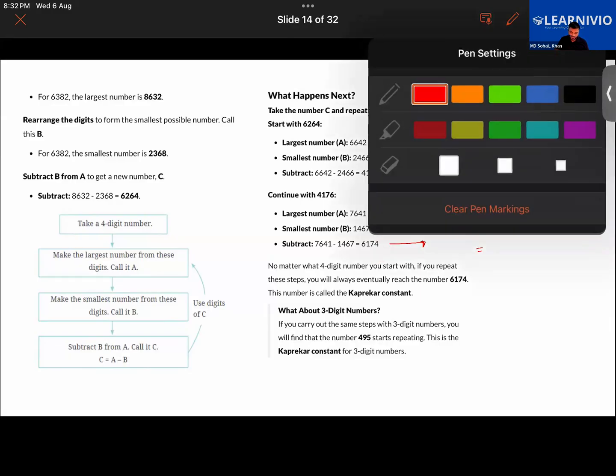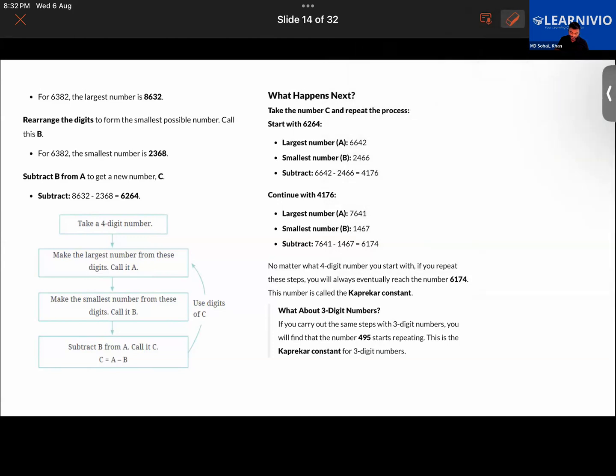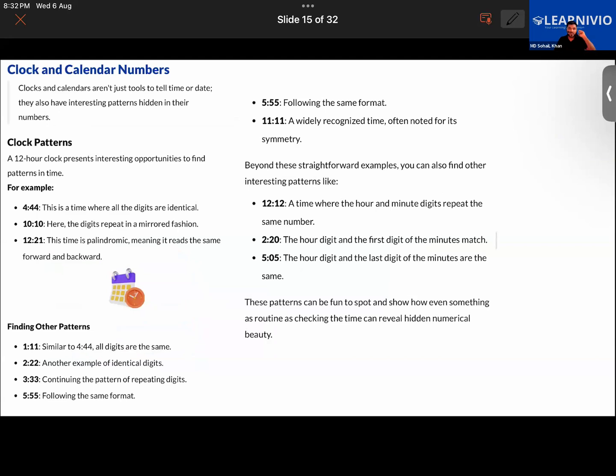Hold on, hold on. Excuse me, sir. The number you should be getting is 7641 minus 1467. Here, look. Yeah, you are right. It will be 6174 actually. When you subtract 1467 from 7641, you should be getting this number. So if you are getting a constant number that does not change from here, that is called the Kaprekar constant. Okay? Yeah, everyone here.